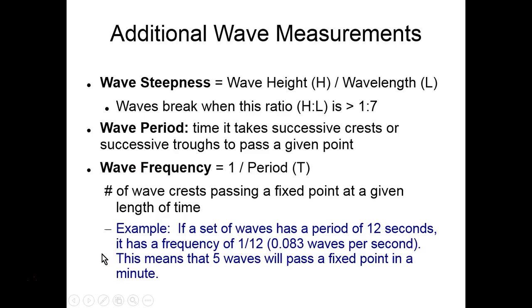Okay, so for example, if a set of waves has a period of 12 seconds, it has a frequency of 1 over 12, which means there are 0.083 waves per second, or there are 5 waves per minute. That means that 5 waves will pass a fixed point in a minute. Okay, so if you are sitting there and you start a timer when you see a wave crest at a specific point, and then you count how many times a crest passes that same point within that minute of time. Okay, and so that would be 5 waves per minute.